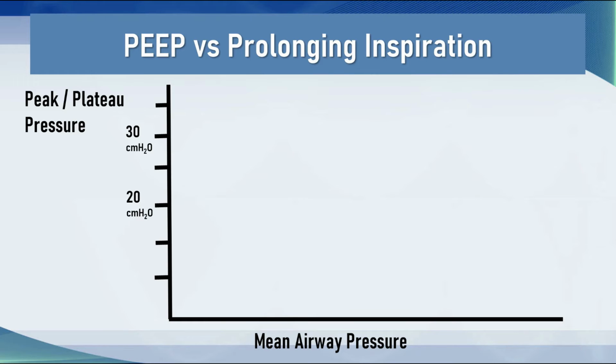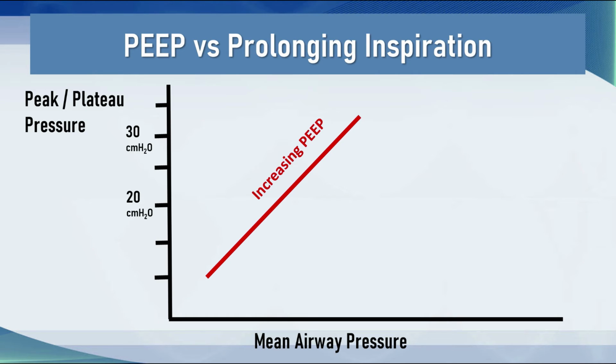I've created a different graph here. On the y-axis, as before, we have plateau or peak pressure, and on the x-axis we have mean airway pressure. Now, if we have a patient like Frank coming in and he's hypoxemic, we tend to increase PEEP using an FiO2-PEEP chart like the ARDS chart, and then, as I've shown you already, the pressure increases linearly.